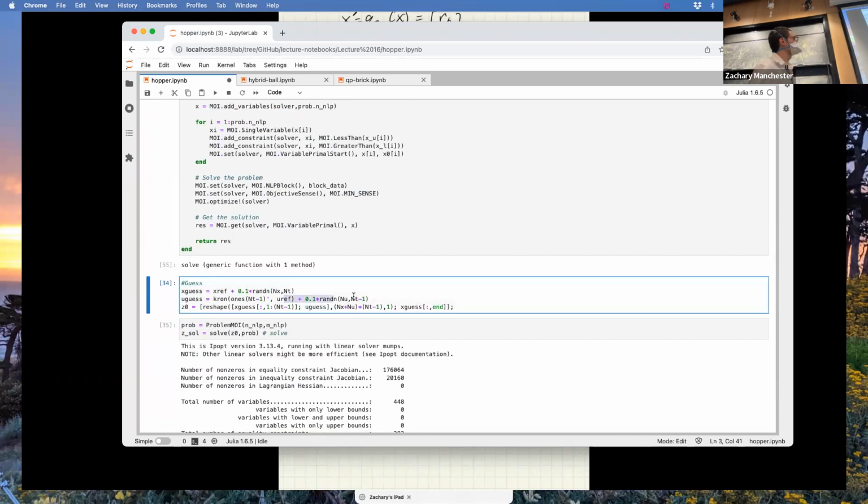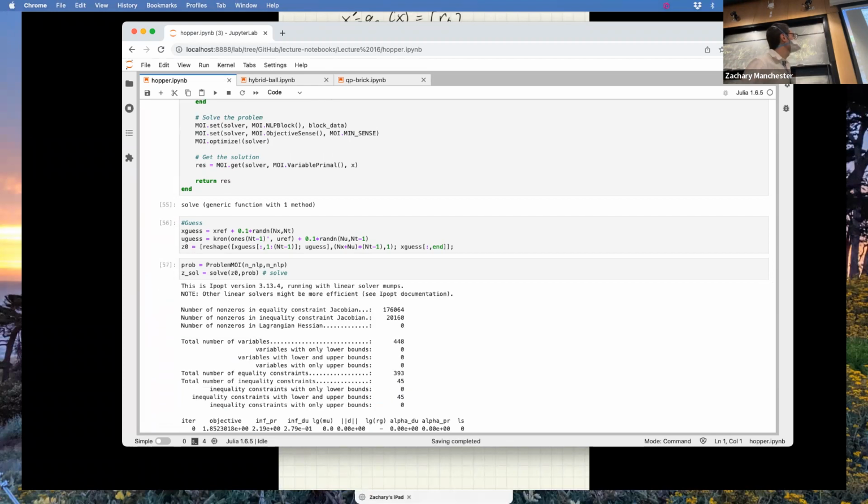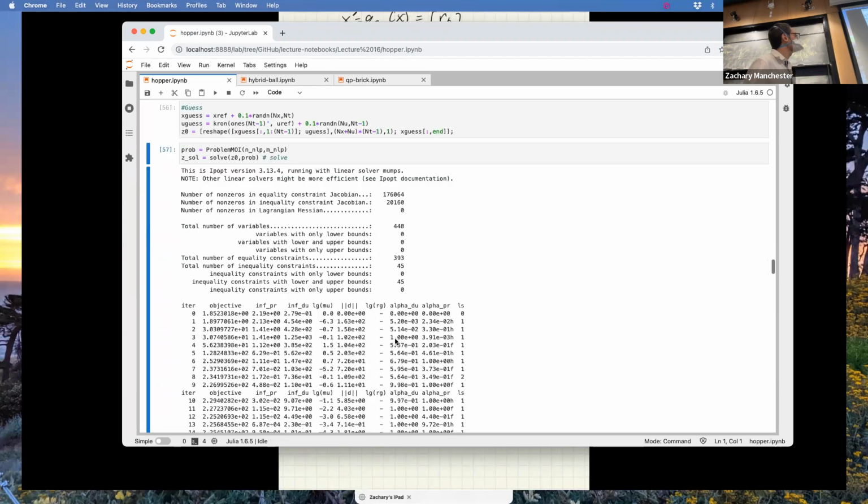I'm putting in a dumb random initial guess, and then I'm going to call the solver. This is kind of slow because I've been really naive about how I set the problem up and not done any smart sparse matrix stuff, which you should do on your homework for extra points. It took like 20 seconds to solve.